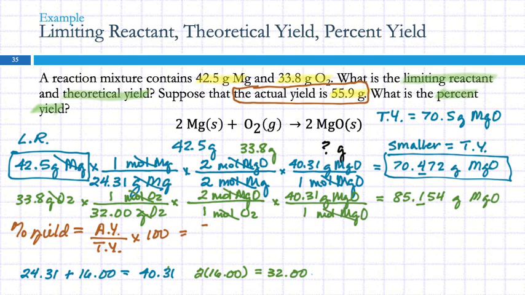So we actually made 55.9 grams. We could have made 70 point... Now I'm going to use the unrounded value here because that's just better. And I'm going to multiply that by 100. 55.9 divided by 70.472 times 100.